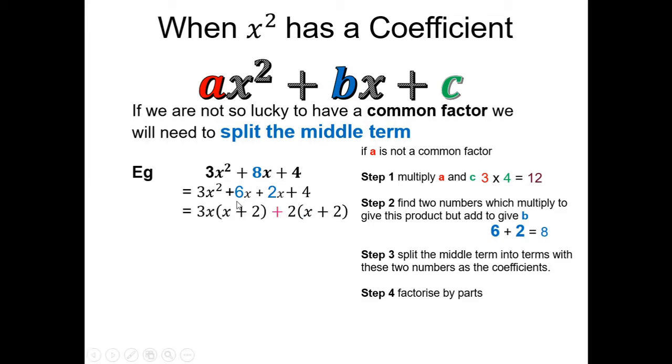My common factor for the first 2 terms was 3, but not just the 3, 3x. If I divide 3x squared by 3x, I'm left with x. Or thinking the other way around, 3x times x makes 3x squared. If I divide 6x by 3x, I'm just left with 2. Right? I've divided the 6 by the 3, that gives me the 2. I divided the x by the x, and it leaves me with 1, or simply no x.